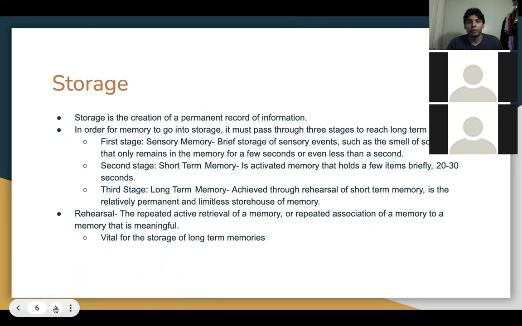Storage is the creation of a permanent record of information. In order for memory to go into storage, it has to pass through three stages. First stage is sensory memory. It's a brief storage of sensory events, such as smell or something of that variety, and it only retains in the memory for a few seconds. The second stage is short term, which is activated memory, and it holds few items briefly for 20 to 30 seconds. The third stage is long term, which is achieved through rehearsal of short term memory, and it is relatively permanent and limitless. Rehearsal is a repeated active retrieval of a memory or repeated association of a memory to a memory that's meaningful, and it's vital for the storage of long term memory.